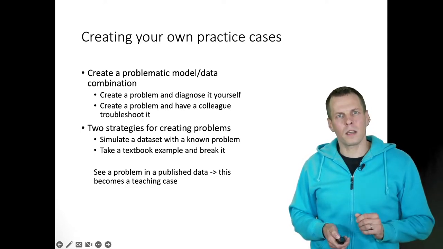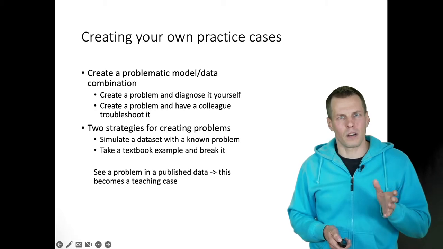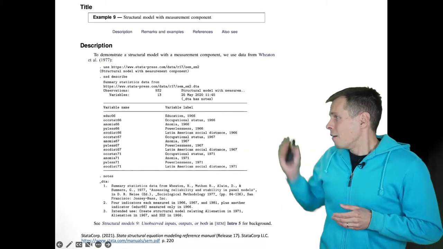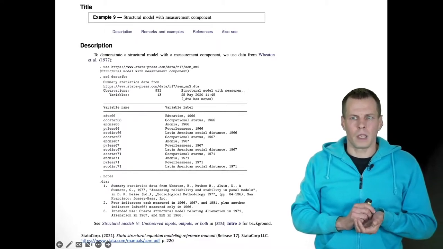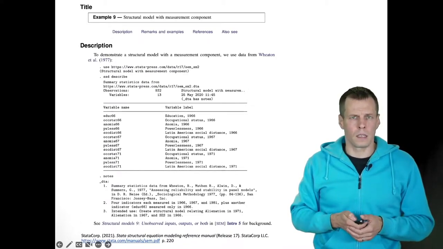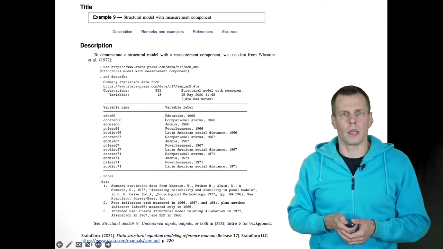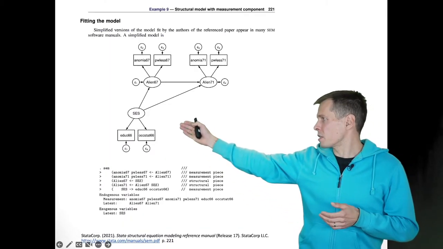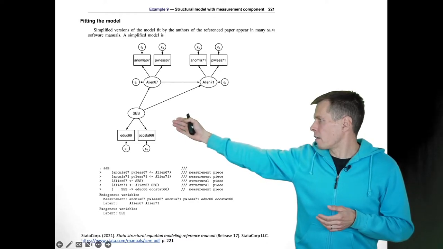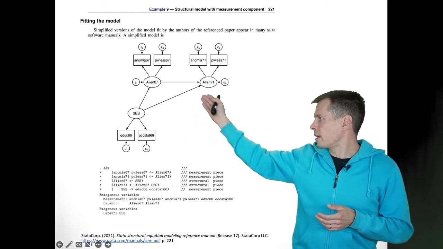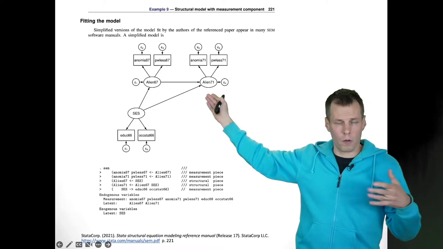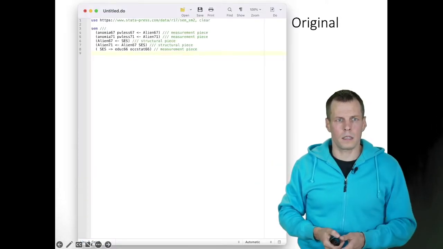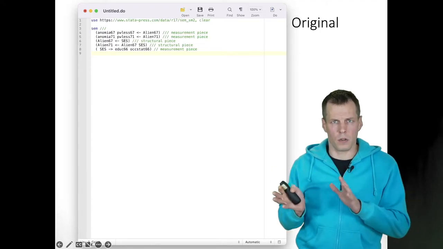But now let's take a look at how you can break a model-data combination. I'm going to be using example 9 from Stata's SEM manual, and this is a simple SEM with 3 latent variables. We have SES, socioeconomic status, that explains alienation 67 and alienation 71. All variables are measured with 2 indicators. And this is the Stata code, the starting point.